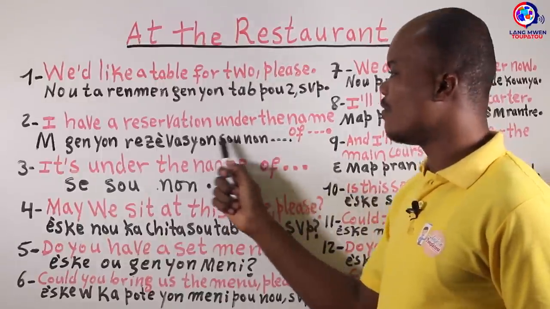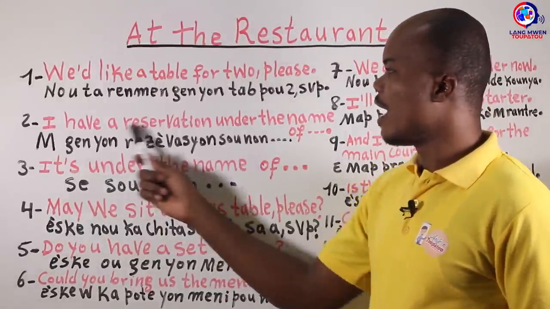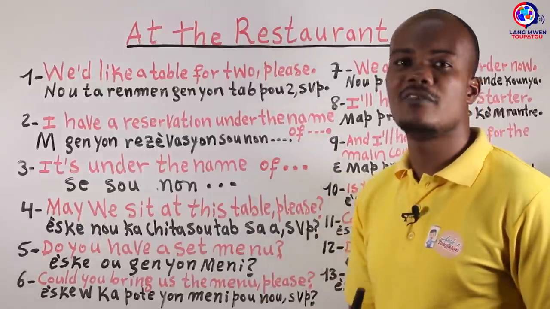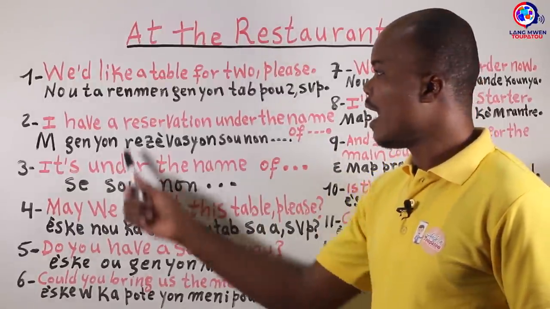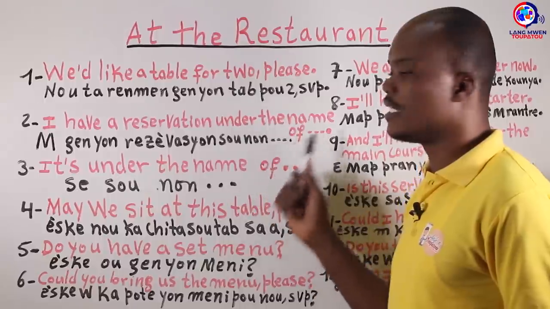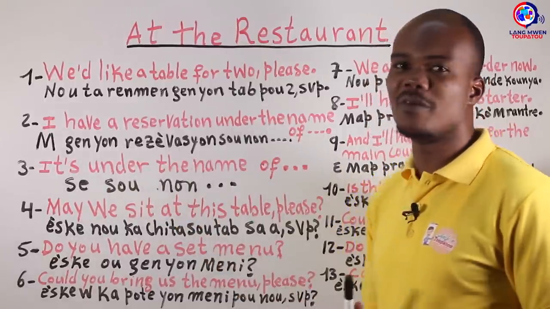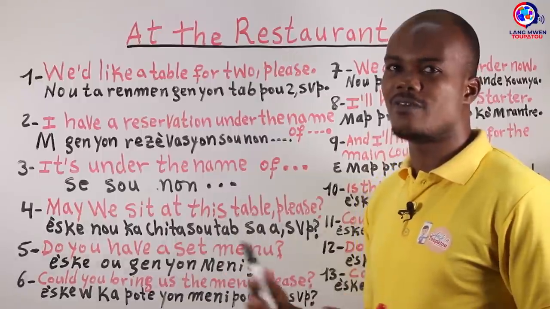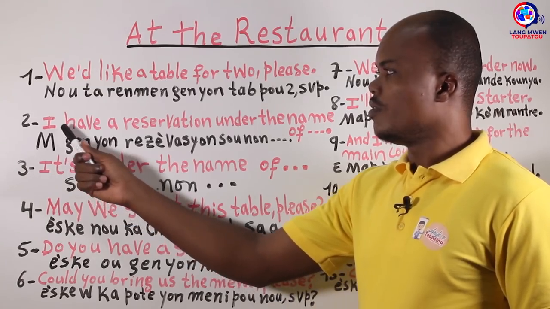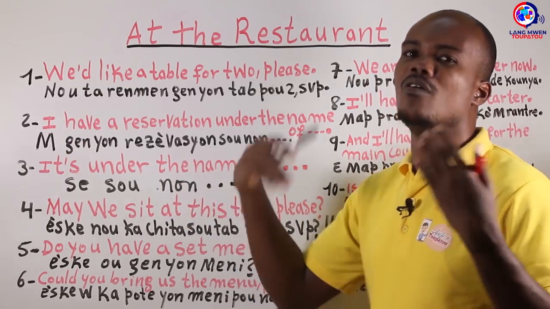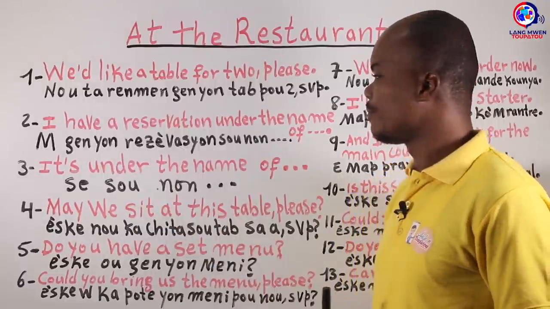I have a reservation under the name of Jack. I have a reservation under the name of Daniot. Okay, so, I have a reservation under the name of Jacqueline.